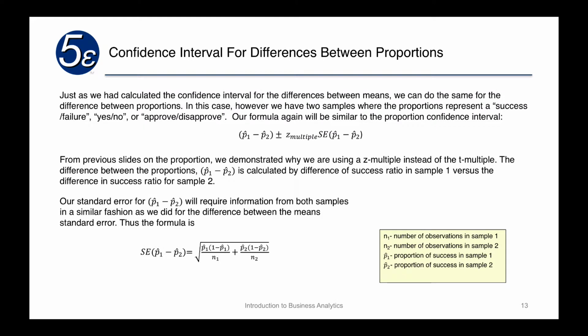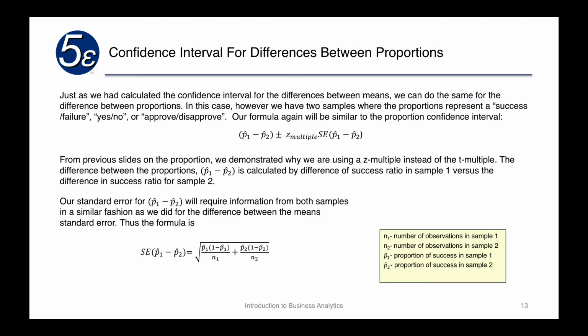Now, we could do the same thing with proportions. So we want to see the difference between proportions. And we might do this in a way that says we have two samples where we have a number of successes and failures. If we're sampling, let's say, parts that come off an assembly line, or yes-no responses, or approve or disapprove responses. So let's say we were trying to calculate whether or not one sample of voters would say yes to a proposition or no to a proposition. We would take two samples and we want to see what their confidence intervals are.